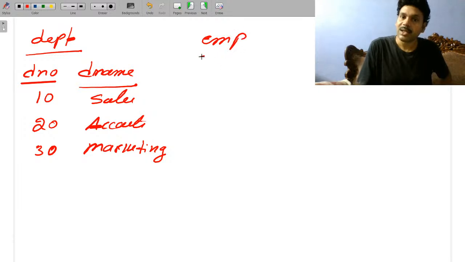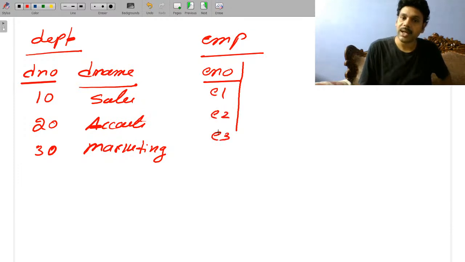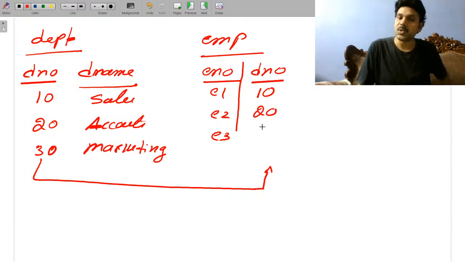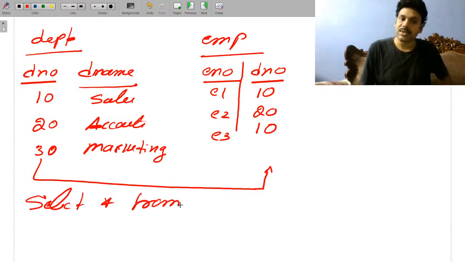I have an employee instance, and for employee number I have E1, E2 and E3. This department number I am going to use here as the common attribute. One is working in 10, one is working in 20, and one is working in 10. Now, please observe, friends: select asterisk from department.